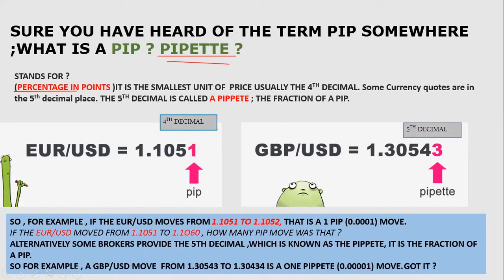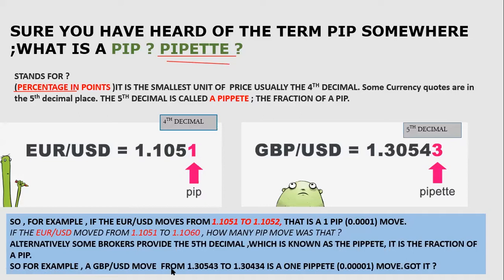Alternatively, some brokers provide the fifth decimal, which is known as the pipette. It is the fraction of a pip. So a pipette is the pip broken down. So this one and this one will have to turn to 9 to give you 1. I don't want to go deep, it might confuse you. It's not needed really. If you read it deep down, you'll definitely understand it.